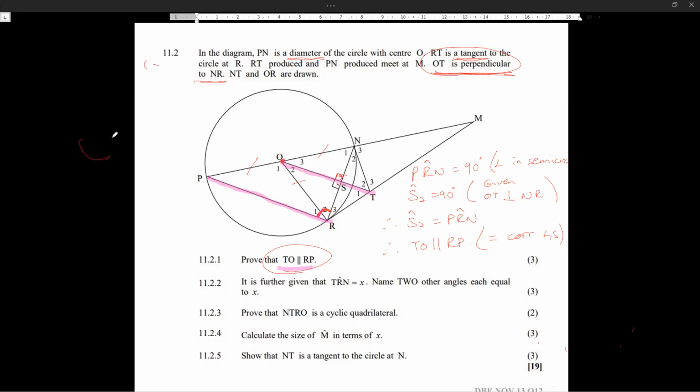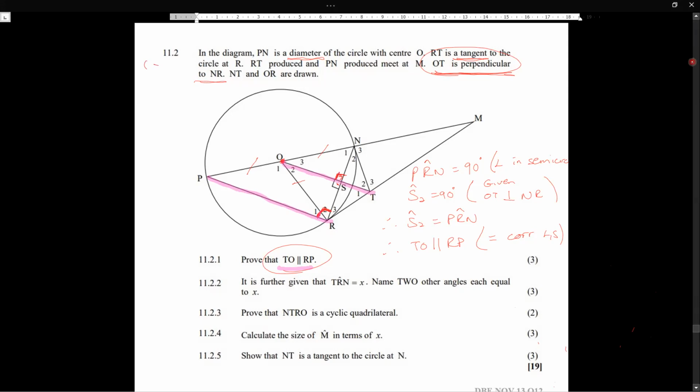Okay, let me get my highlighter out, so that we can see. Okay, so can you see S2? That's 90, that's what we proved, and R1 and R2. And that's the reason why we're saying that. Okay, are we ready to move on? Yes, sir.